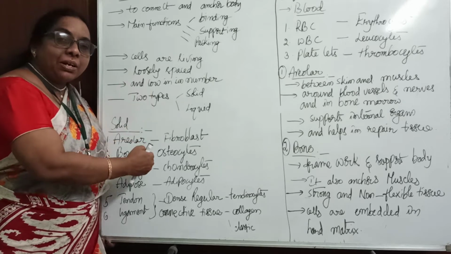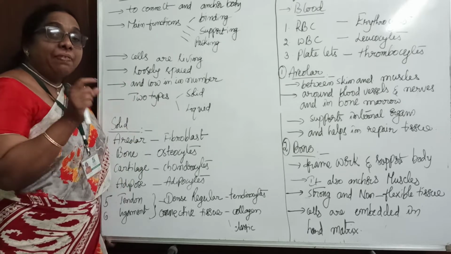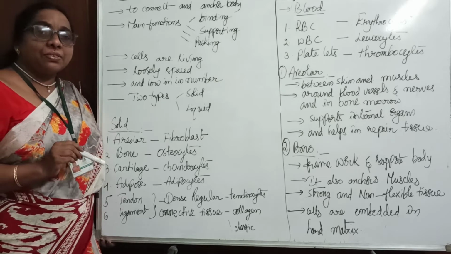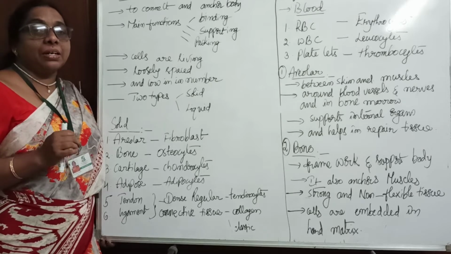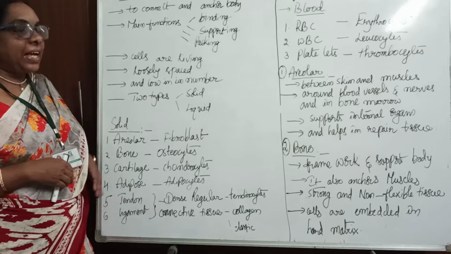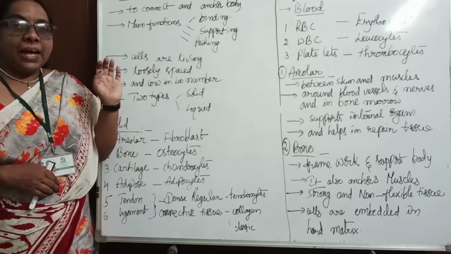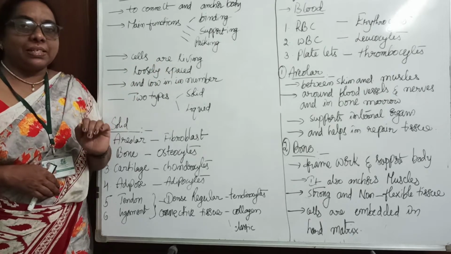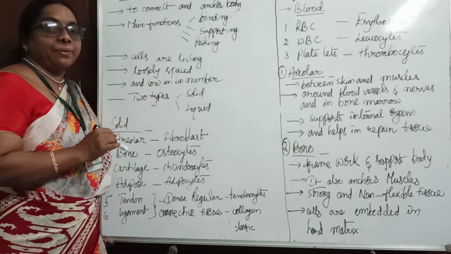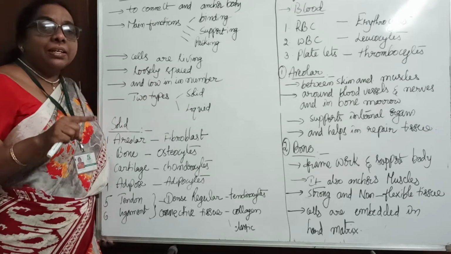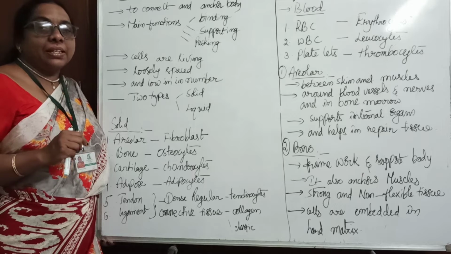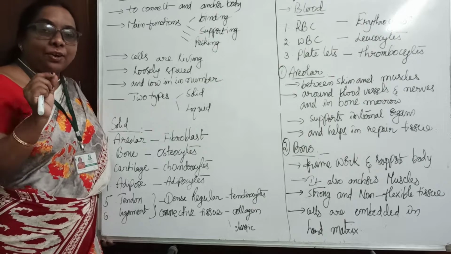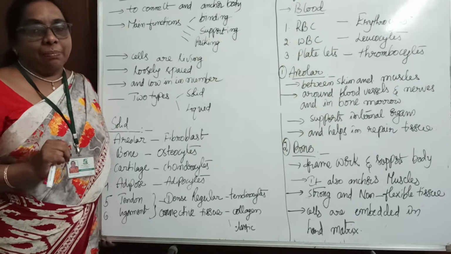When you are learning about all these points, why they are given these particular names, it will be clear for you. The main function of connective tissue is that it gives shape and it connects and anchors the body. The cells are living cells, and they are loosely spaced. In between the cells there are great intercellular spaces. That's the reason we say they are loosely spaced, and all these cells are less in number.